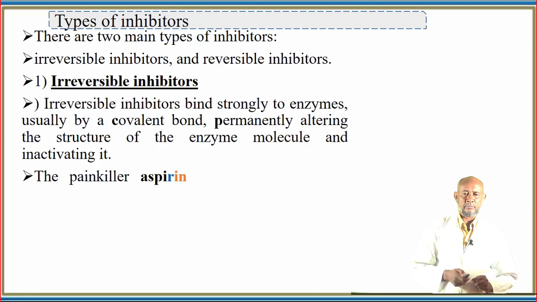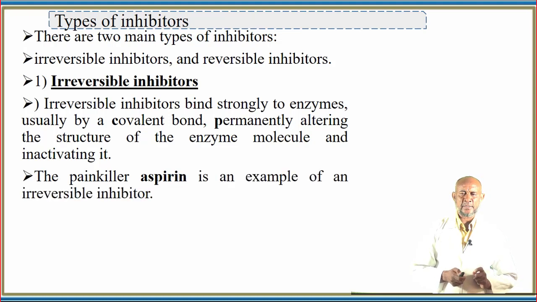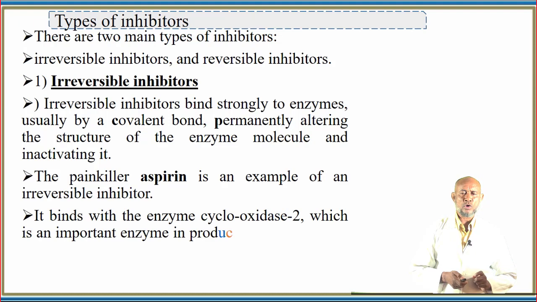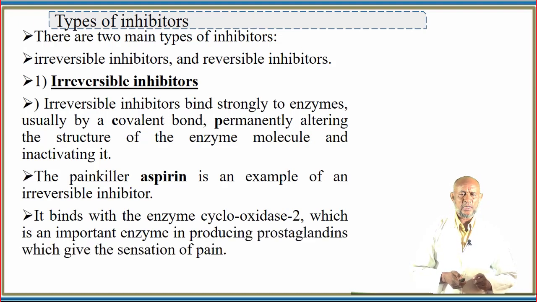The painkiller aspirin is an example of an irreversible inhibitor. It binds with the enzyme cyclooxygenase 2, which is an important enzyme in producing prostaglandins, which give a sensation of pain.